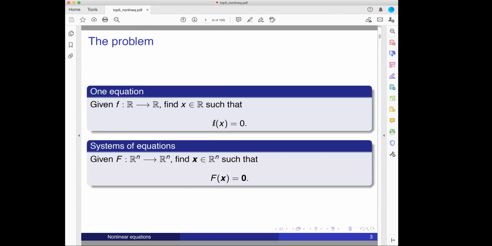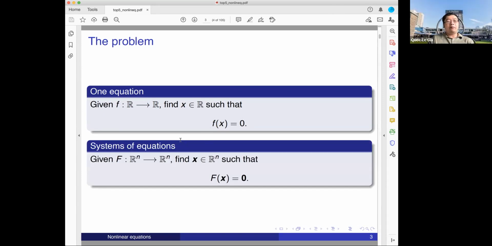And then sometimes you have more than one equation, and more than one variable. So in this case, suppose capital F is a function of n variables, x1 up to xn, and it has n values, and you try to find a vector x in Rn so that when you plug in, F of x gives you the zero vector. And again, this F most of the time could be a nonlinear function.